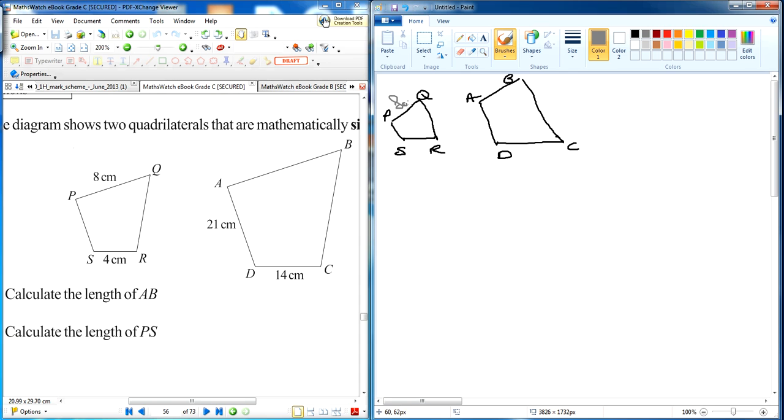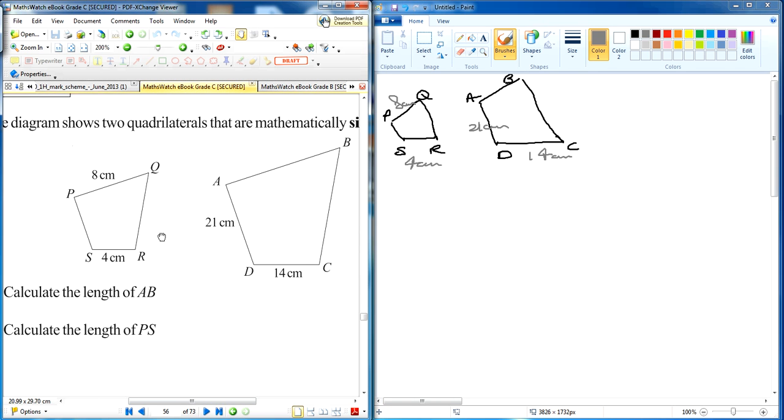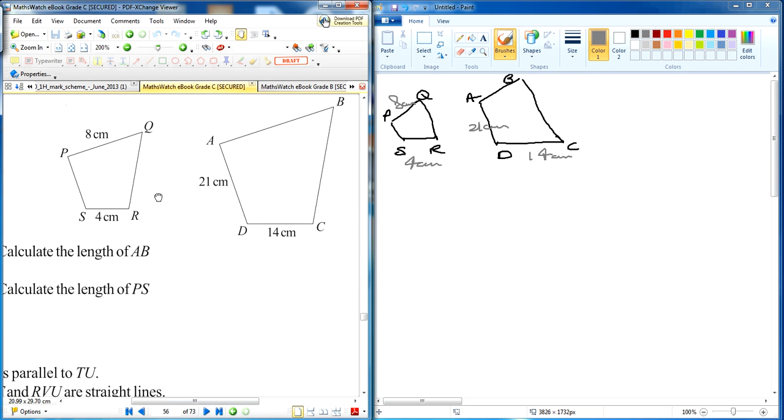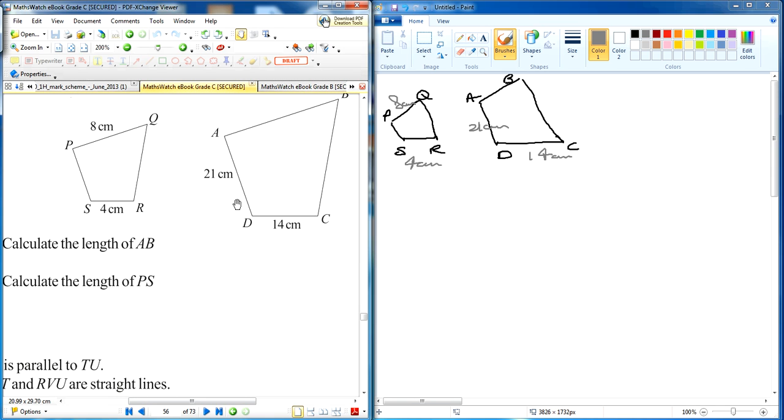This one is 8 centimeters. This one is 21 centimeters. And this one is 14 centimeters. And this one is also 4 centimeters here. Now, it says that the diagram shows two quadrilaterals that are mathematically similar. Calculate the length of AB.